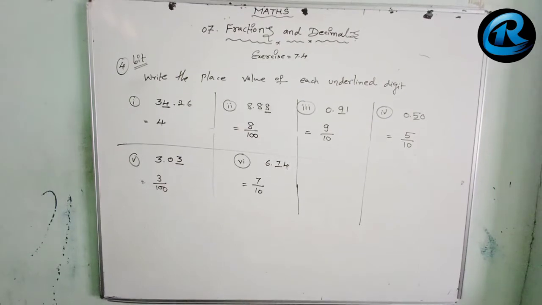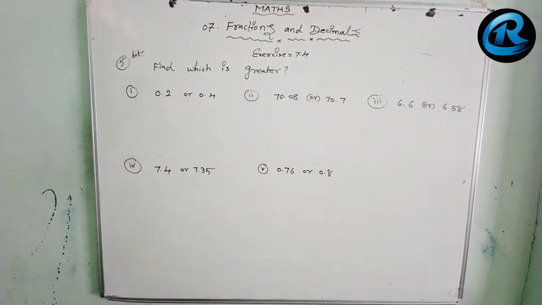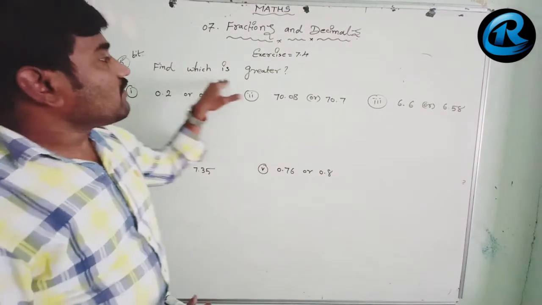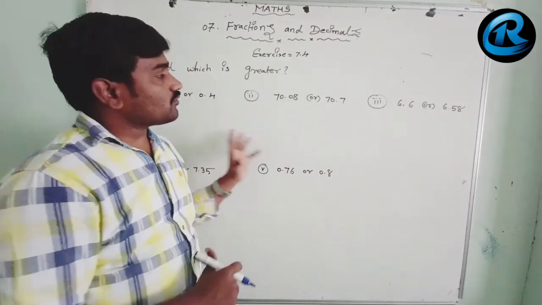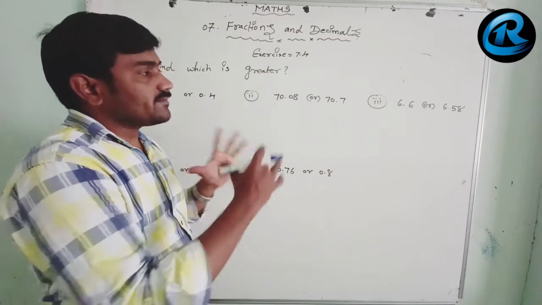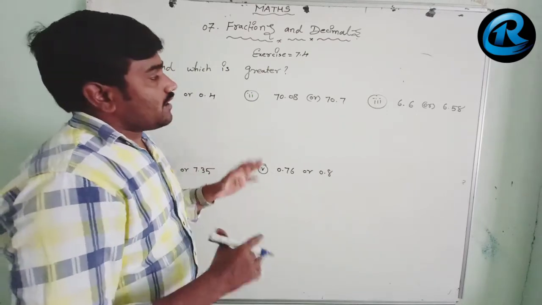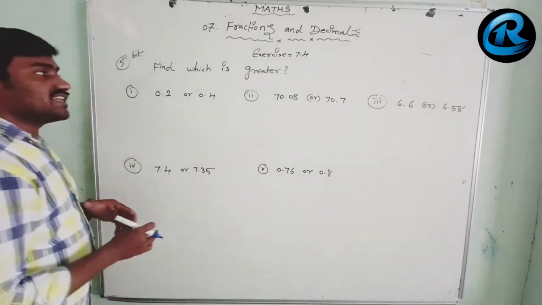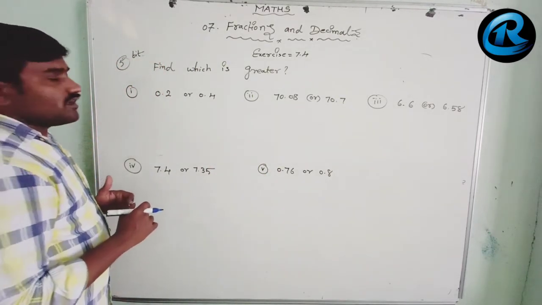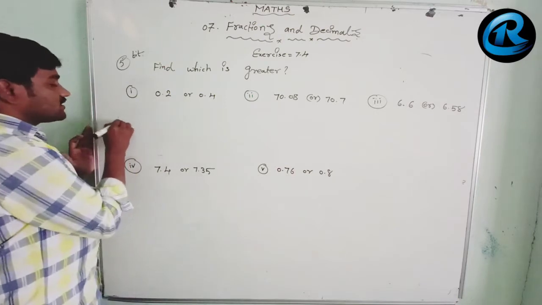We go for the next bit now. Now we go for the fifth bit. The fifth bit is: find which is greater. Here two decimal numbers are given. We have to compare these two decimal numbers which are given in the question, and we have to compare which number is greater and which is smaller, by using the less than and greater than signs.